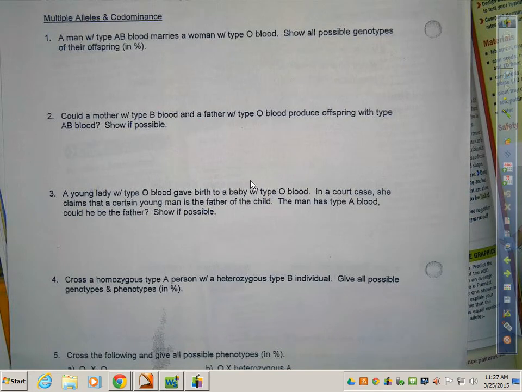Nope, not in this case. Blood type is not sex-linked. Step one, set up a cross. Ladies, let's go. AB with an O. Step one is to set up a cross.